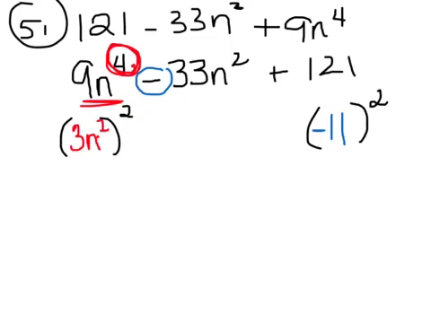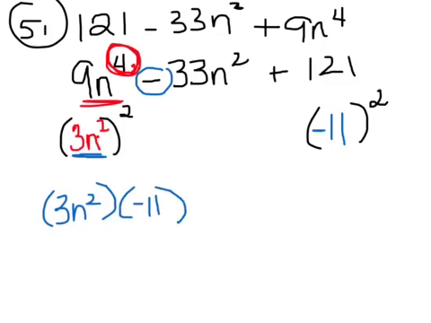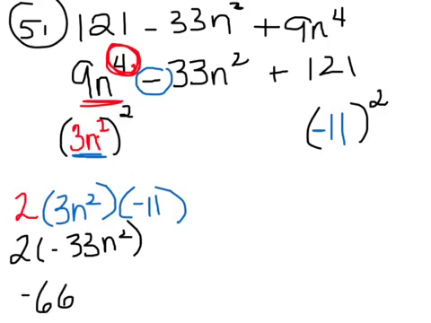Now, let's see if this is a perfect square. If it's a perfect square, I should be able to take 3n squared, the thing inside here, and negative 11, the thing over here. I should be able to multiply them and then double them, which means multiply by 2, and that's going to be my middle term if it's a perfect square. Well, 3n squared times negative 11 is what? Negative 33n squared. But when I double that, don't I get negative 66n squared? Is that what's in the middle? I just had the negative 33. You see how they're trying to mess with you there?